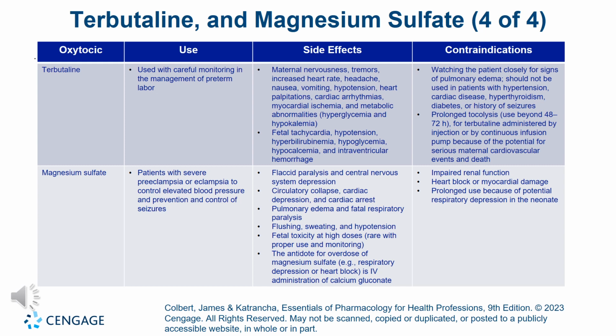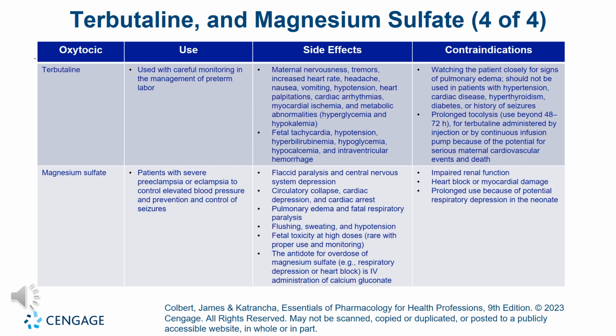Prolonged tocolysis used beyond 48 to 72 hours. Terbutaline is administered by injection or by a continuous infusion pump because of the potential for serious maternal cardiovascular events and death. Magnesium sulfate is used for patients with severe preeclampsia or eclampsia to control elevated blood pressure and for prevention and control of seizures.